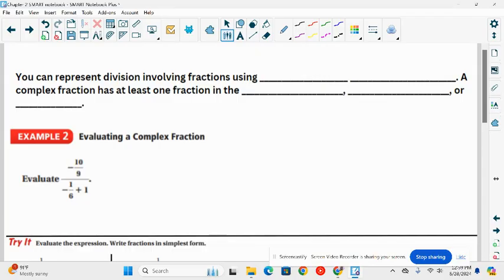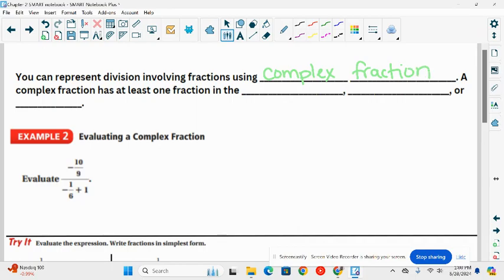Alright, this is the last page of the chapter. Okay, it looks a little sketchy, I know. You got a bunch of numbers stacked on top of each other, it looks a little sketchy. But it says you can represent division involving fractions using what we call complex, meaning basically complicated, fractions.